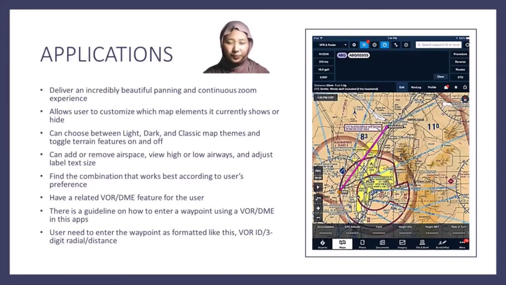If you can see this image on the screen, it shows the guideline on how to enter the waypoint using the VOR DME features. As you can see, the user needs to enter the waypoint formatted like shown on the screen. It is like this: VOR ID / 3-digit radius and then / the distance. So this one is the example.